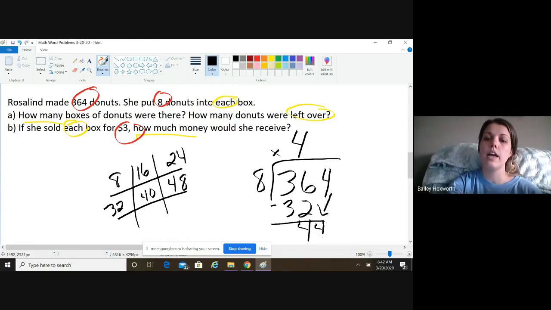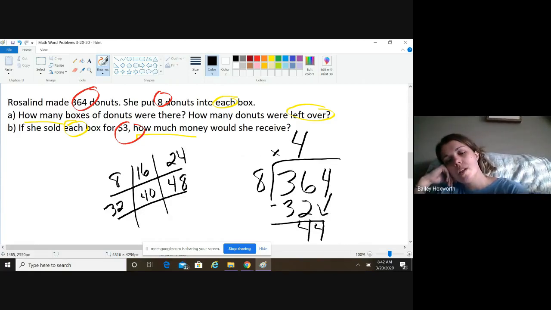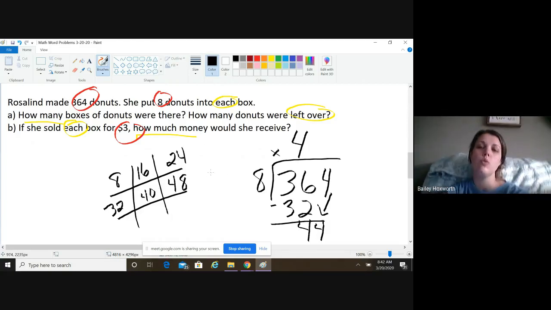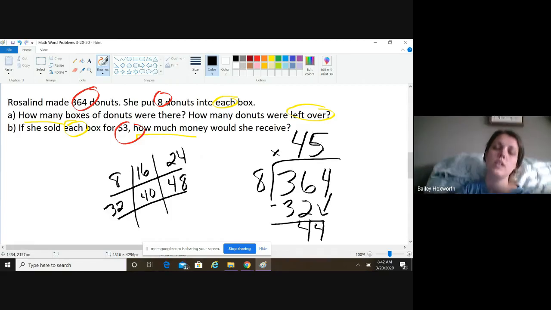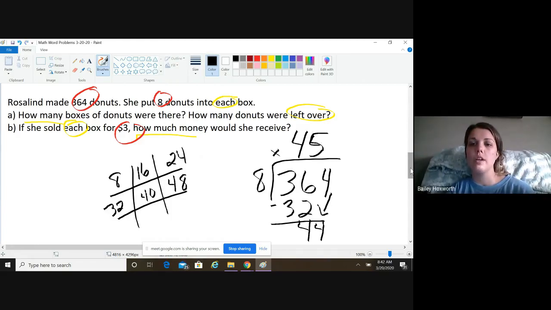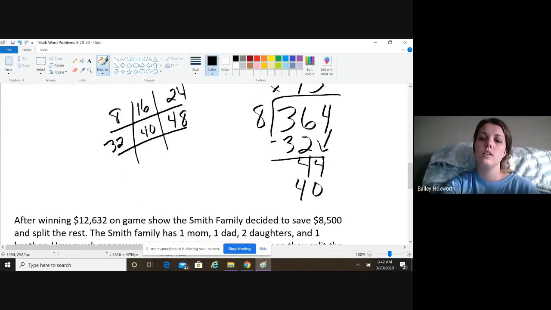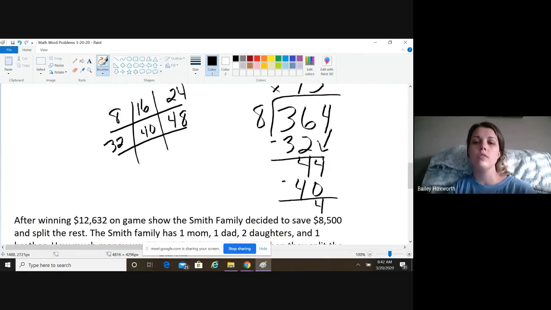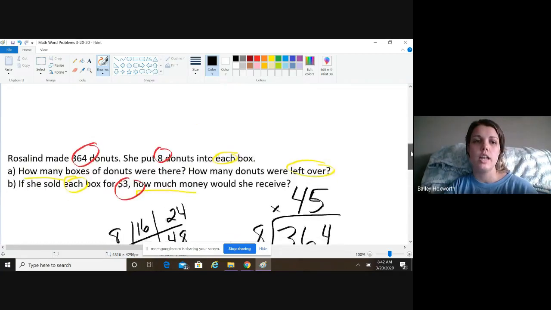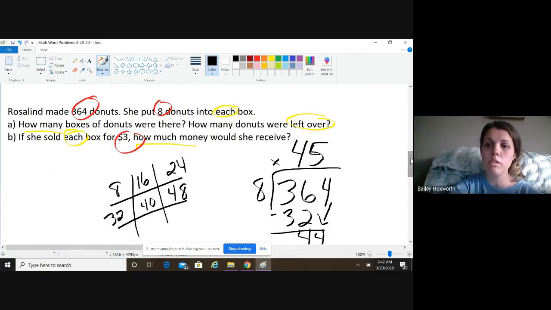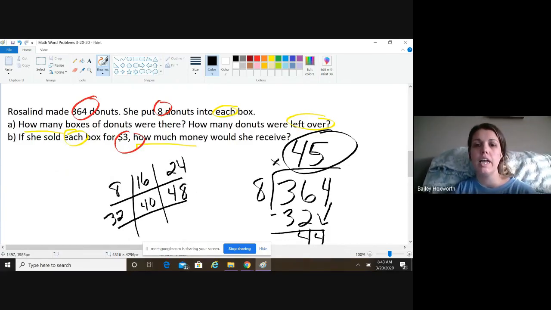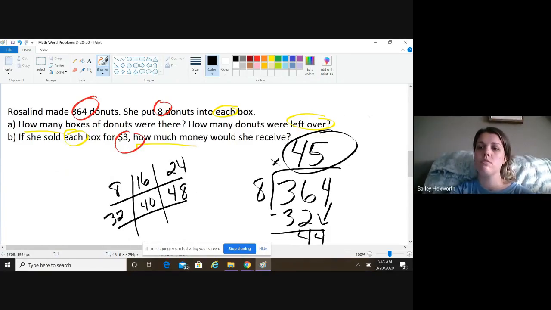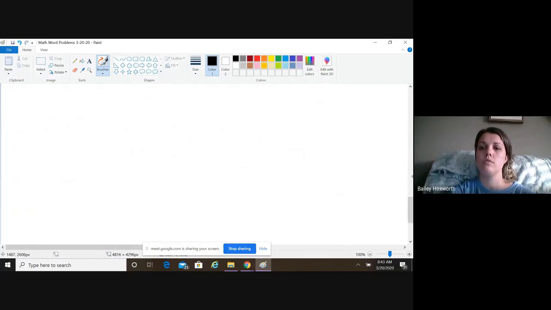Bring down my other 4, and I have 44 now. 44 can go into 8, 1, 2, 3, 4 times. Oh, I lied. Sorry, guys. 5 times. 5 times 8 is 40. And when I subtract, there's 4 left over. So first question, how many boxes of donuts were there? Well, there was 45 boxes, right? How many donuts were left over? Well, there was 4 donuts left over.